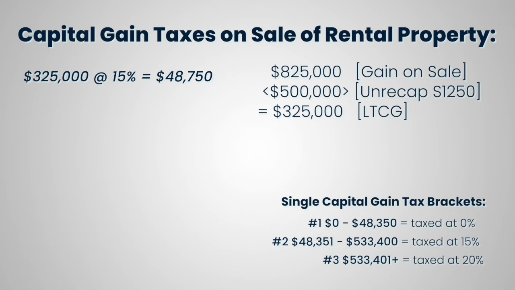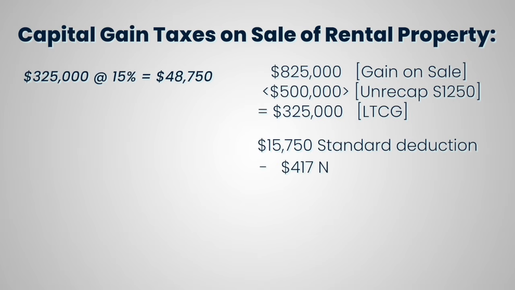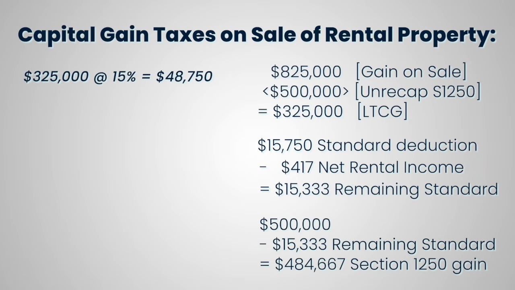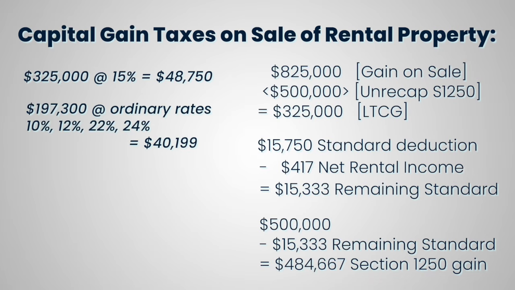Now, we don't calculate the remaining taxes on the $500,000 unrecaptured Section 1250 because first we get to reduce that by the remainder of the single standard deduction or itemized deductions if someone itemized. So the single standard deduction is $15,750, reduced by the $417 of net rental income because that absorbed that, gives us $15,333. So we're going to reduce the $500,000 gain by $15,333, which means we're going to calculate taxes, Section 1250 unrecaptured taxes on $484,667.